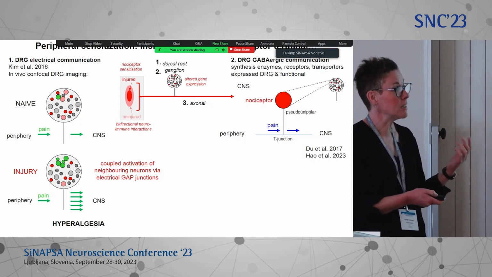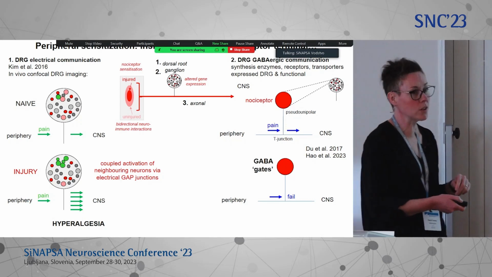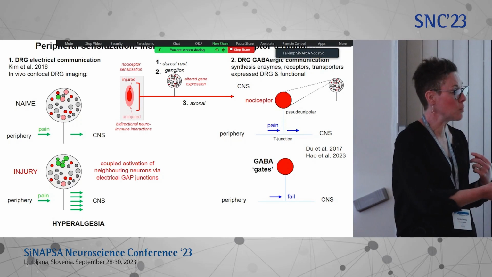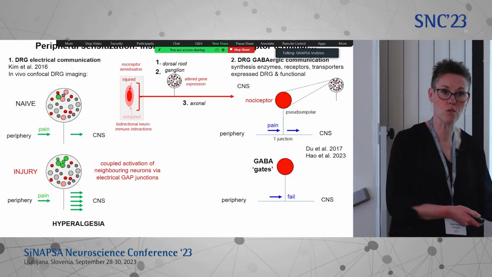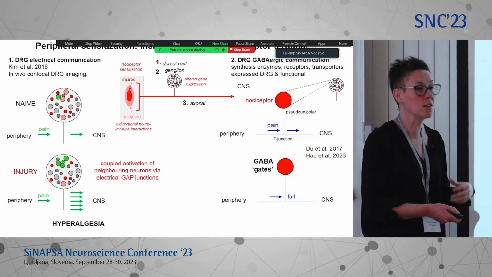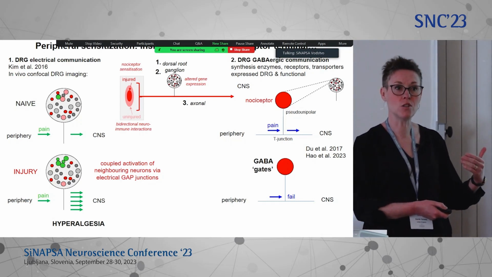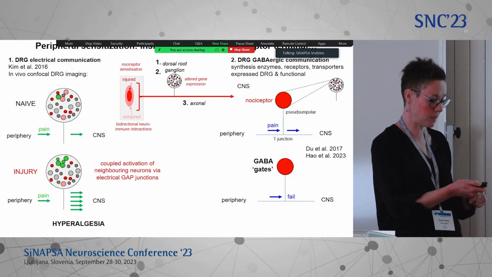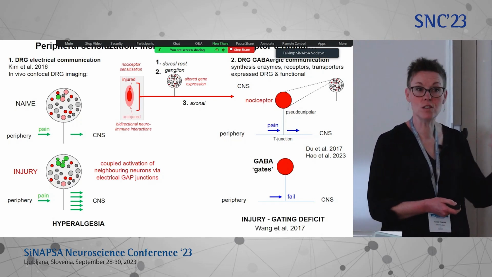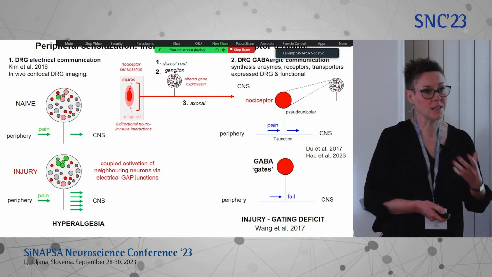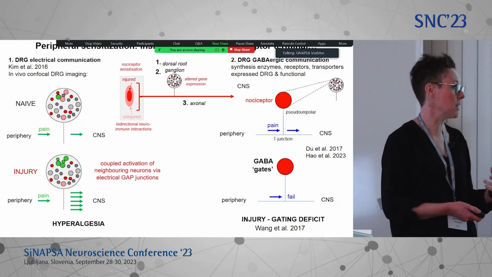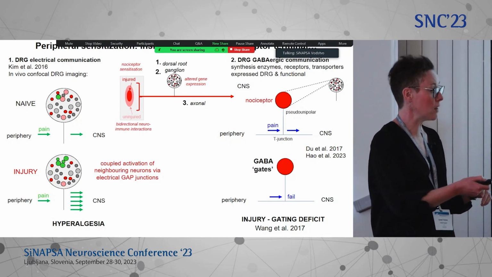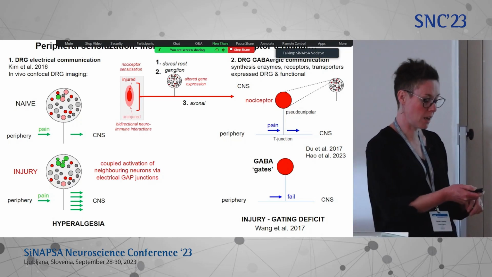And interestingly, Nikita Gamper and colleagues have shown that in the presence of GABA, these pain inputs can actually fail to cross that T-junction. And so if you like, GABA in the DRG can inhibit or gate pain input to the CNS. And there's some evidence for a deficit in this gating mechanism in the scenario of injury. So again, this could contribute to hyperalgesia.